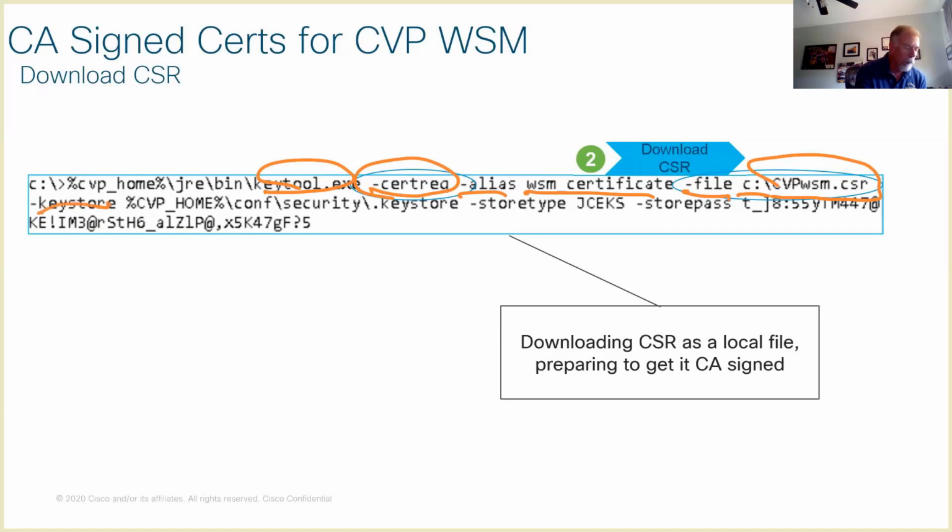And the keystore I'm trying to do this against is that .keystore file. And the password is that long password that I typed in. So I've got to put all that stuff somehow on that command line switch. And that's just to get a local file downloaded. That's basically my certificate signing request.